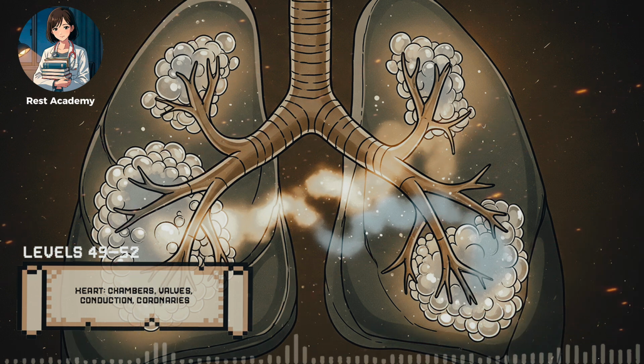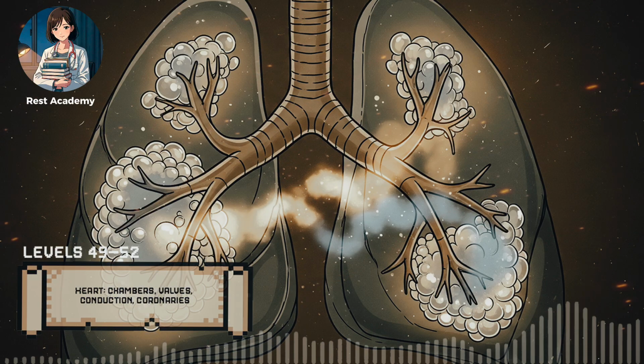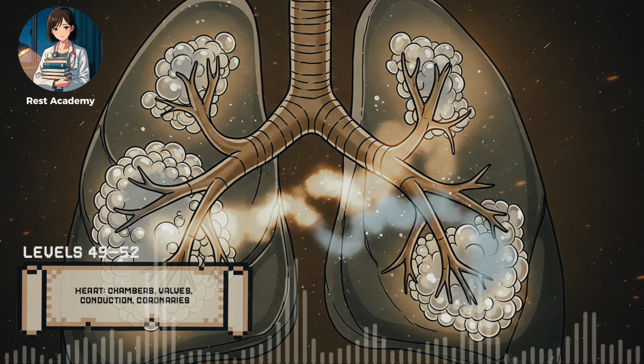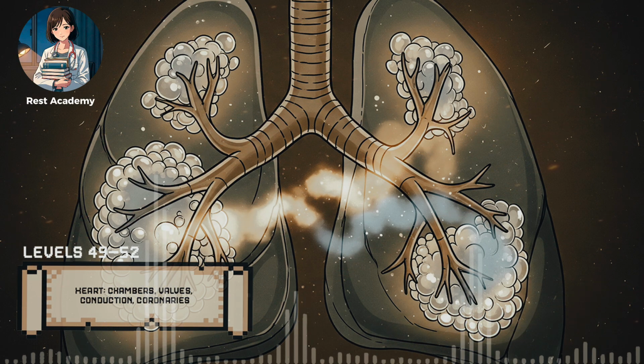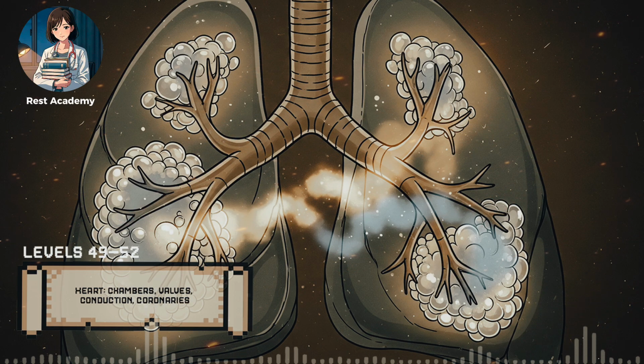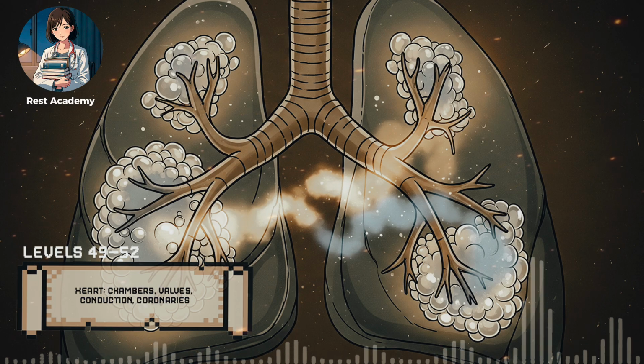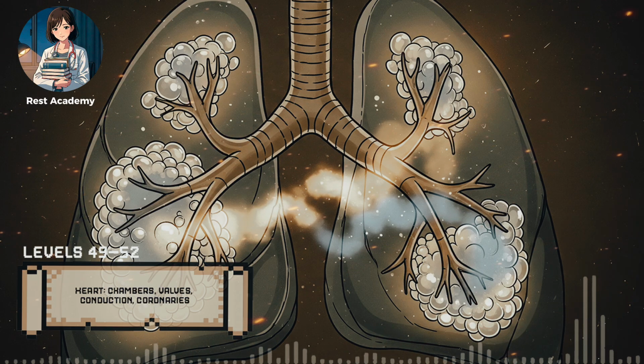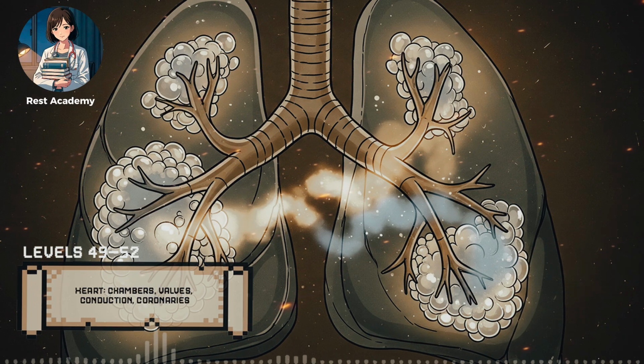The heart is not just a pump, but a choreographed engine where four chambers, four valves, conduction tissue, and a dedicated blood supply coordinate without rest. These four concepts, chambers, valves, conduction, and coronaries, map the living dynamics that sustain circulation. The heart lies in the mediastinum, angled obliquely behind the sternum. It consists of two upper chambers, atria, and two lower chambers, ventricles, separated by septa and guarded by valves.